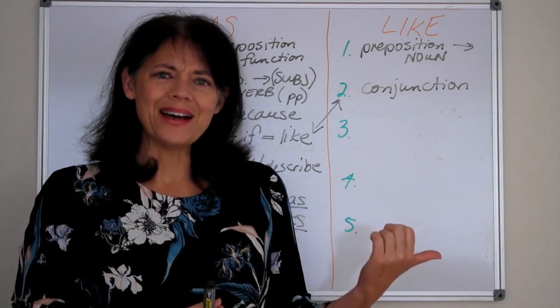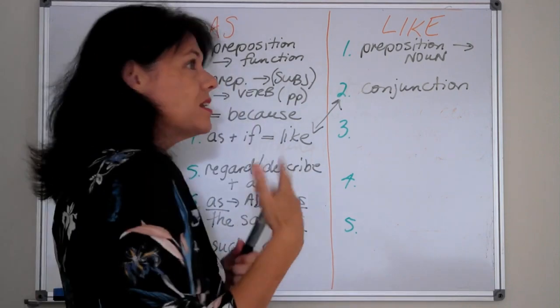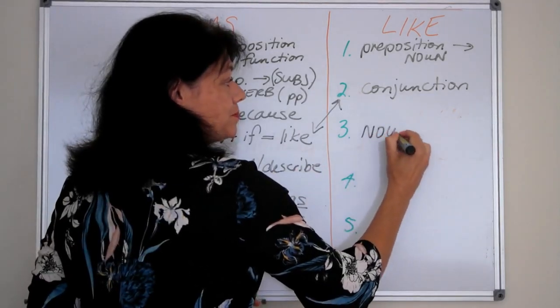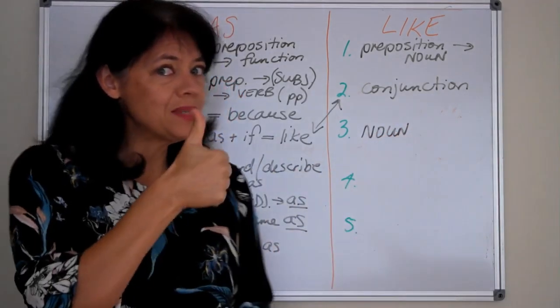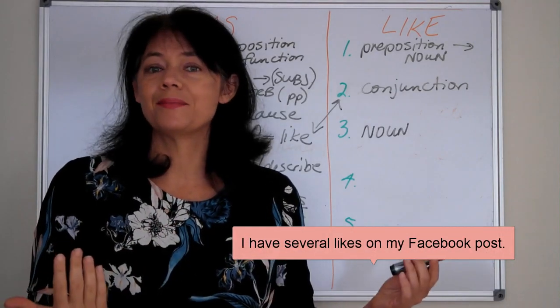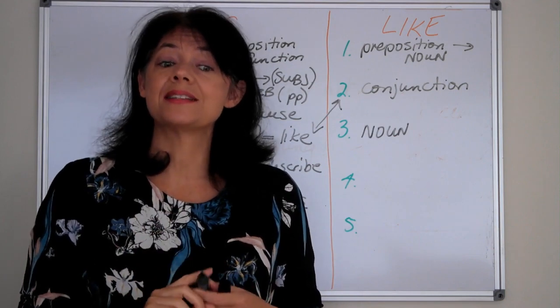Now the third one is interesting from a linguistics point of view because like has now become a noun on Facebook. You know the thumbs up on Facebook? I have several likes. So easy. You can also say the opposite, dislikes, as a noun.